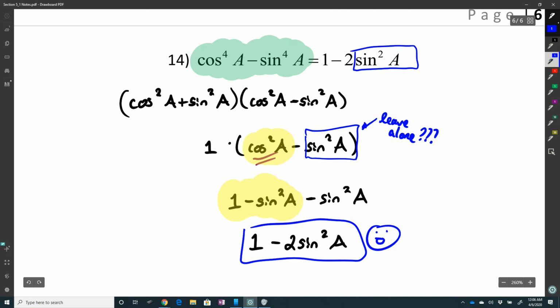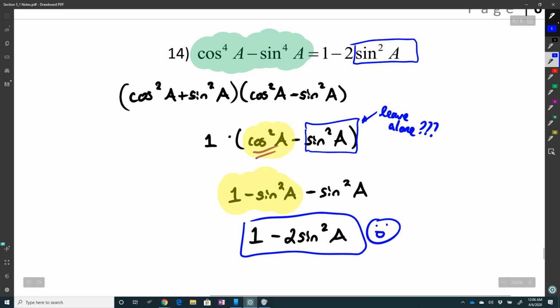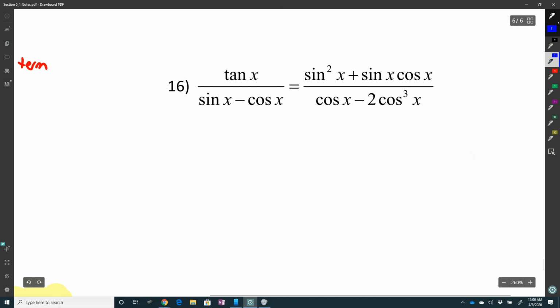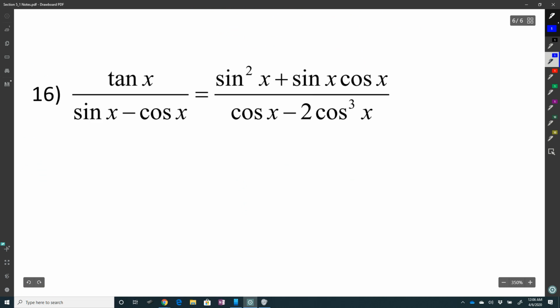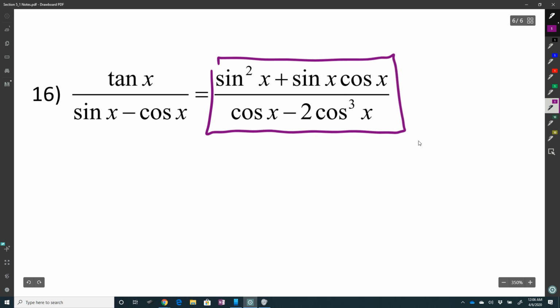Yay! So that one was actually not that bad. But now we get to go to the ugly one. This is the fun one. So hopefully you tried this on your own. What I'm going to do is work on the more complicated side, so this nasty thing. So let's do it. Hopefully I'll be able to fit it on this page.